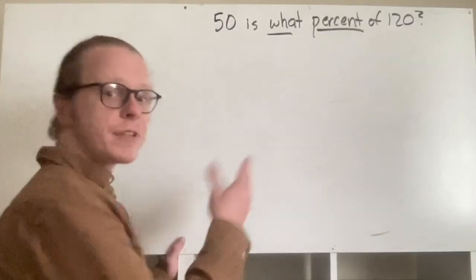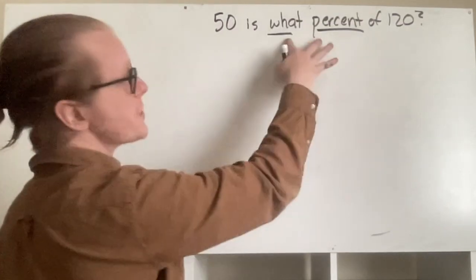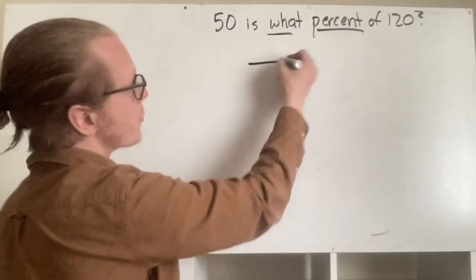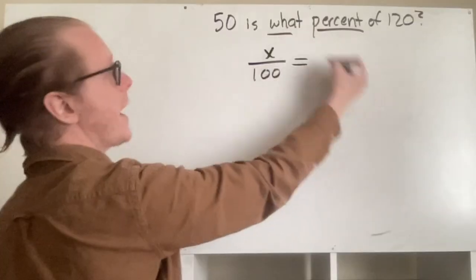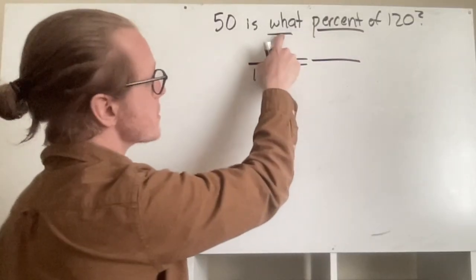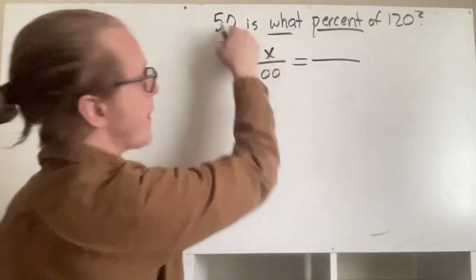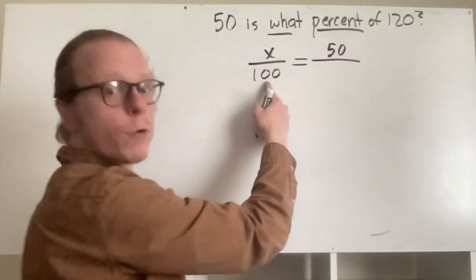So a couple different ways we can solve this. The first way we can do it is using proportions. So remember, our percent is always going to be half of our proportion. So if we have what percent, well, percent is out of 100. And when I don't know what percent, that's where I put x. And then on the other side, 50 is what percent? So notice that it's telling us the 50 and the x should be matched up in the numerator. And then the 120 is like the full 100%.